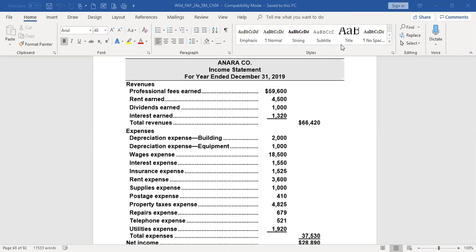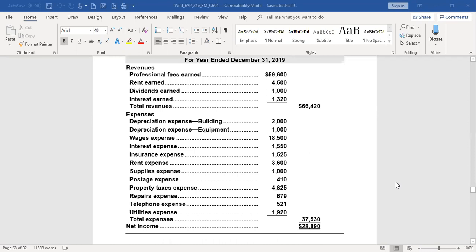So they ask us to complete Anera's income statement. So remember, we're focusing on the revenues. And this company has quite a few revenues. So we're going to list all 4 of them on the income statement and then total them. Total revenues, $66,420. The expenses are then listed.